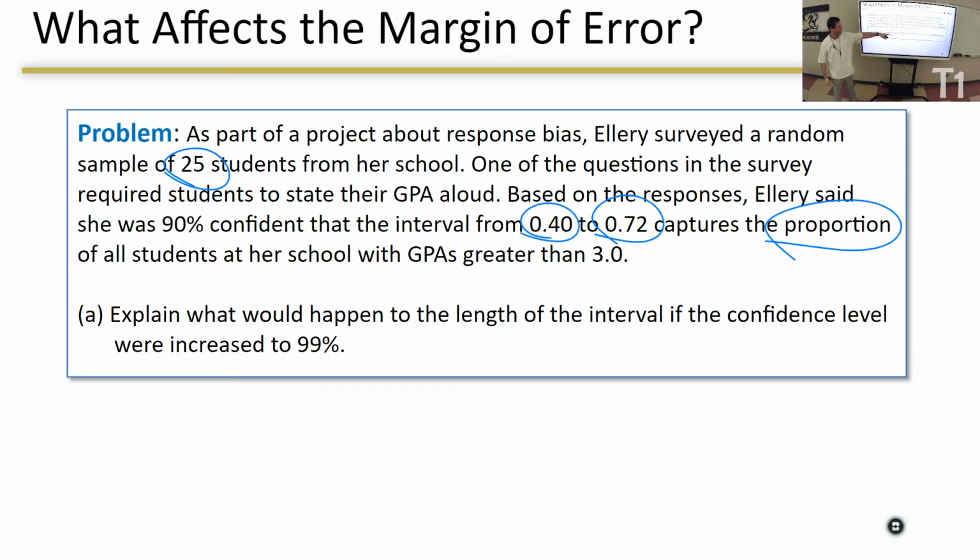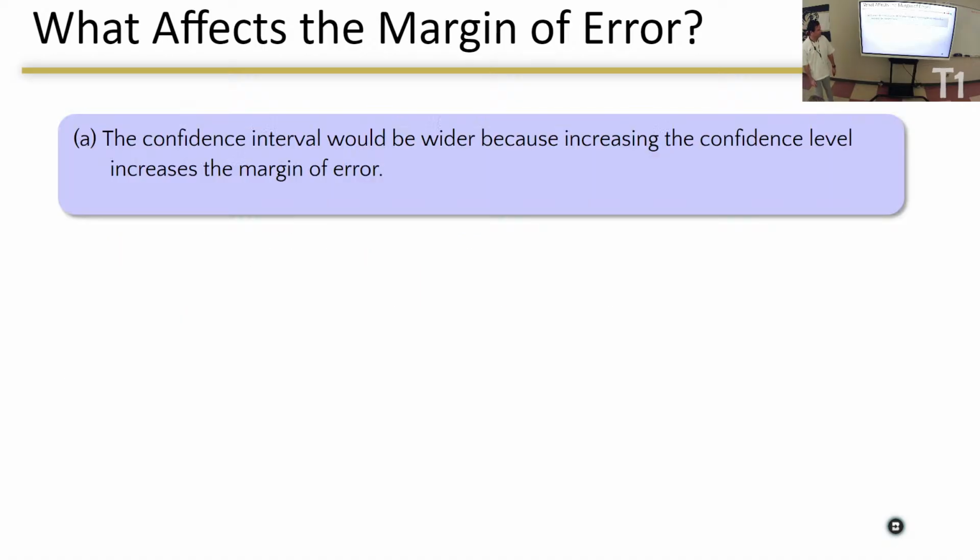Explain what would happen to the length of the interval if I increased it to 99%. I was at 90%. I will have some students say it will increase by 9%. That's wrong. Don't say that. All you got to say is it will just increase. Because you have a larger confidence level, it will increase the margin of error. It will increase the interval. The confidence interval will be wider because increasing the level increases the margin of error.